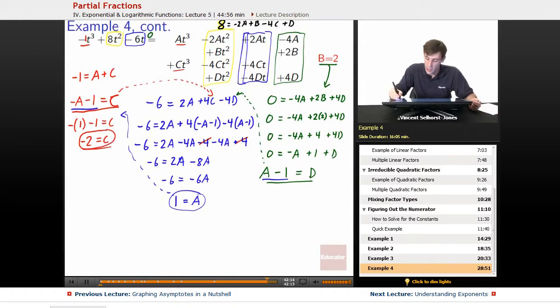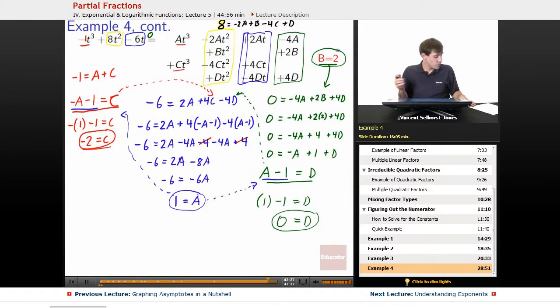And also plug in over here, and we've got that 1 minus 1 equals d. Turns out d is just 0. So at this point, we've figured out all the things we need.